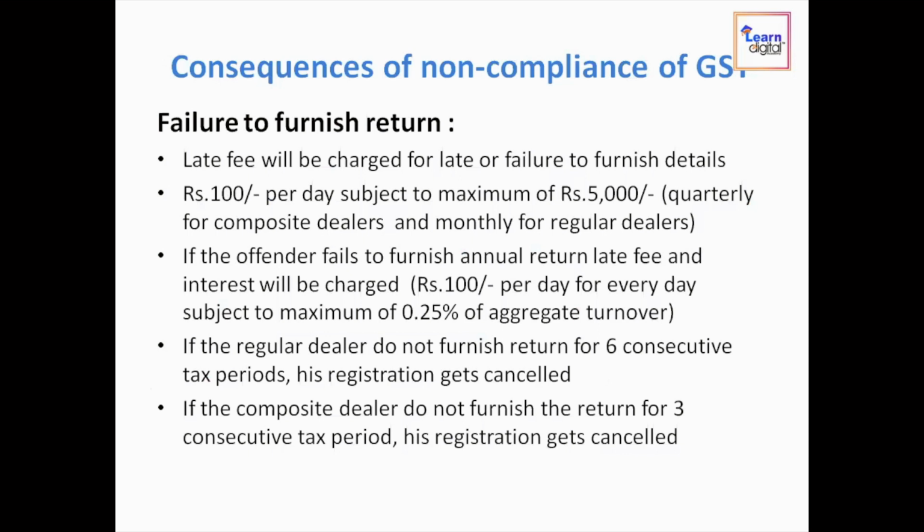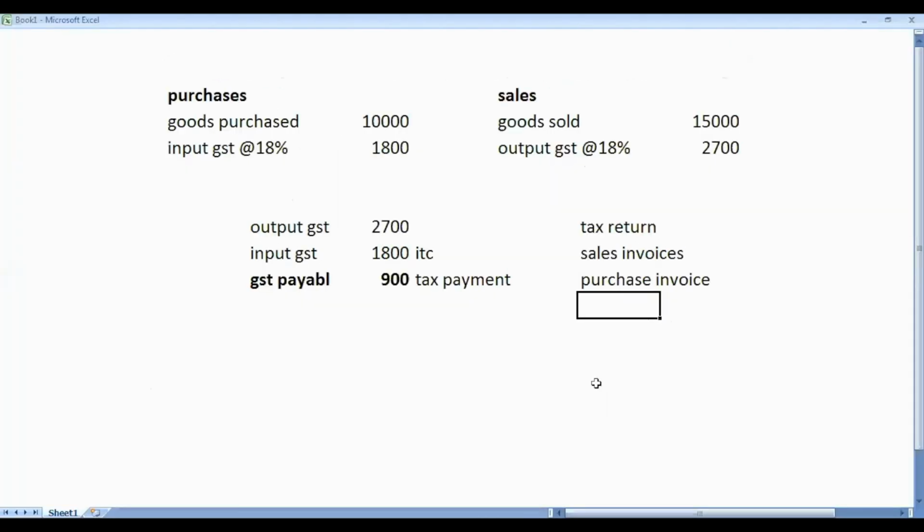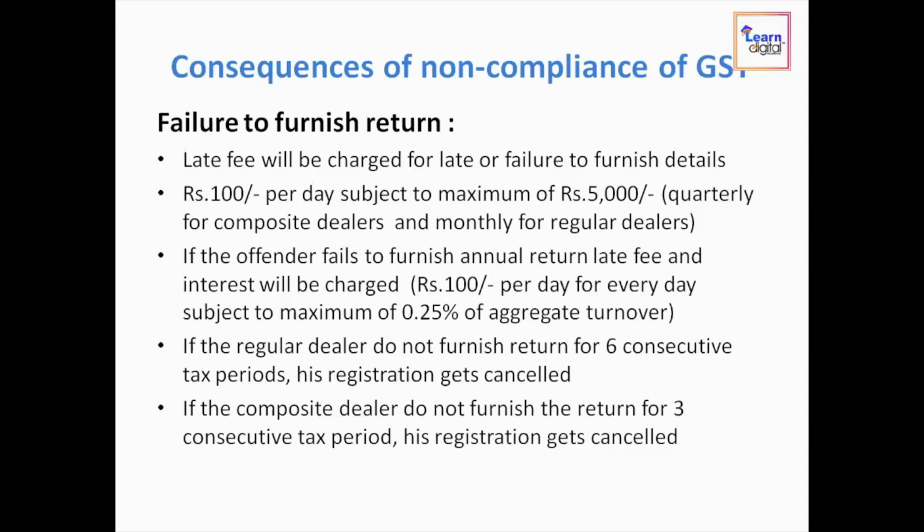Suppose the GST tax return is filed or the tax payment is paid, either one of the things is done and the other one is not yet completed. In that case, what are the consequences of non-compliance of GST? First one is failure to furnish the return.